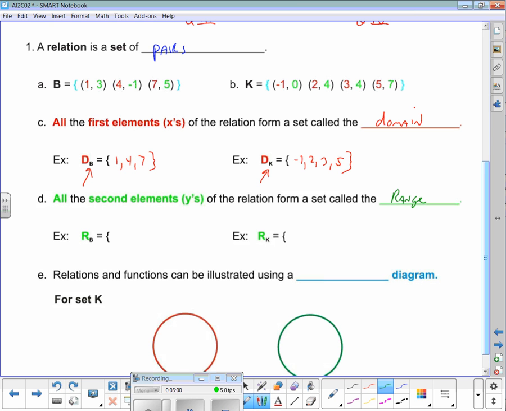So put an asterisk there and make sure that you have those terms down. You got to know domain. You got to know range.